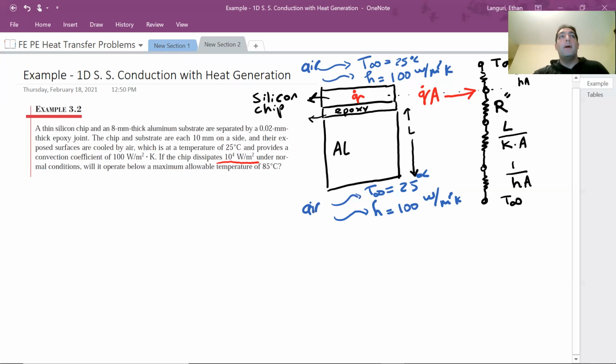We know that from energy balance, the amount of heat generated inside the silicon chip, which is equal to Q dot times area, okay? That amount is going to be dissipated either from top.